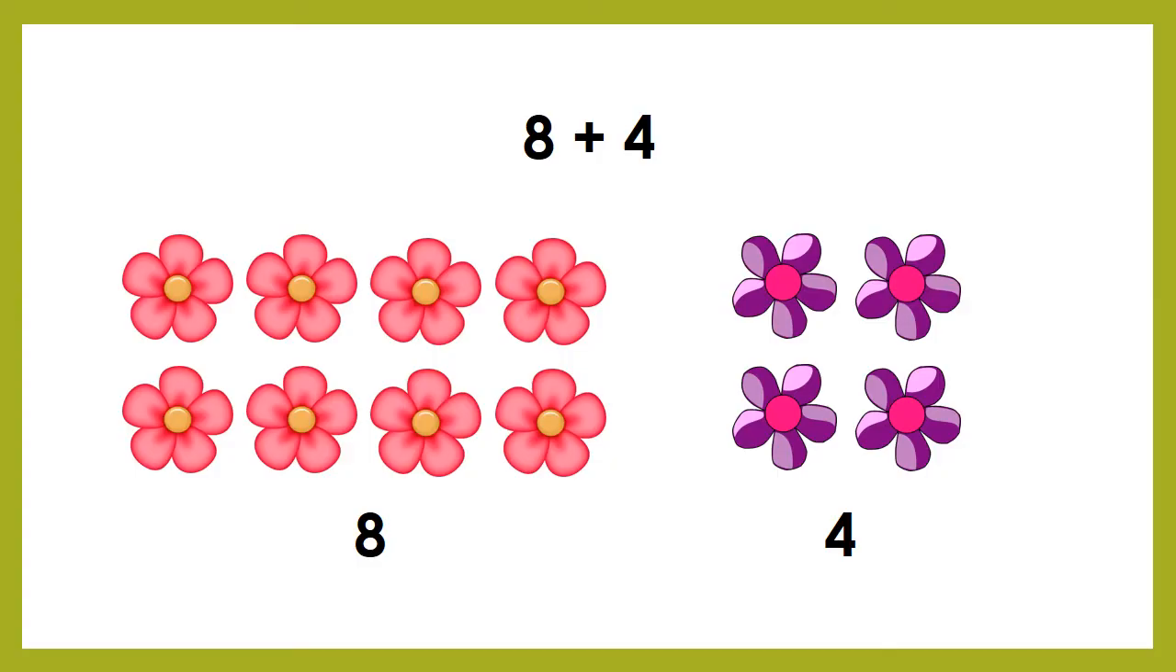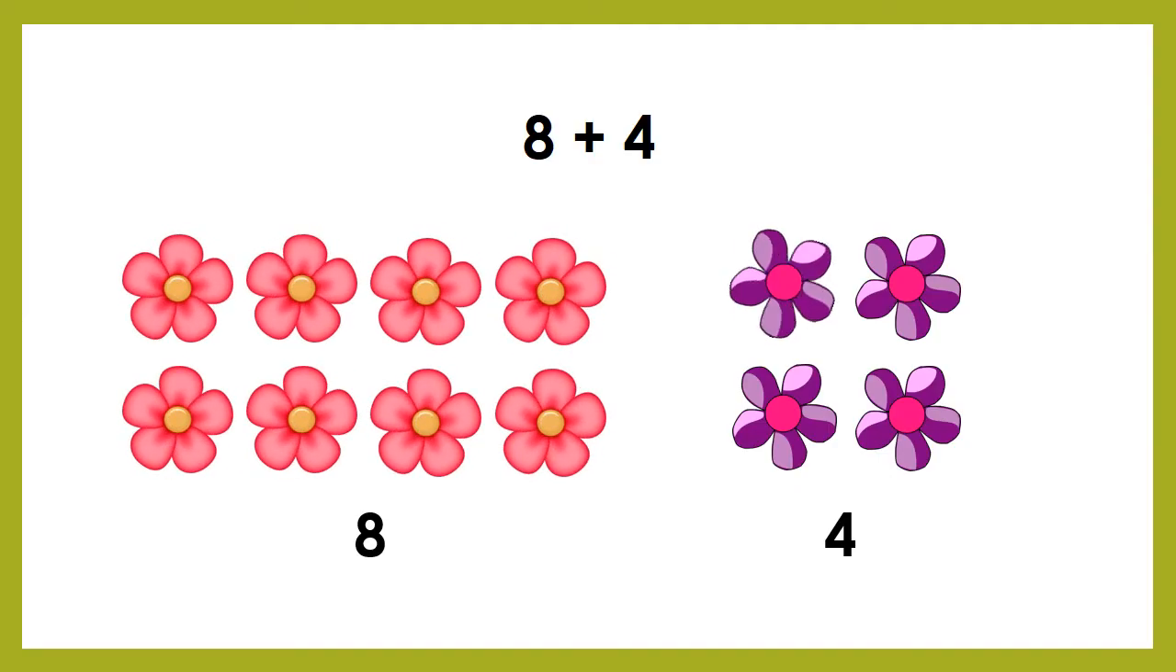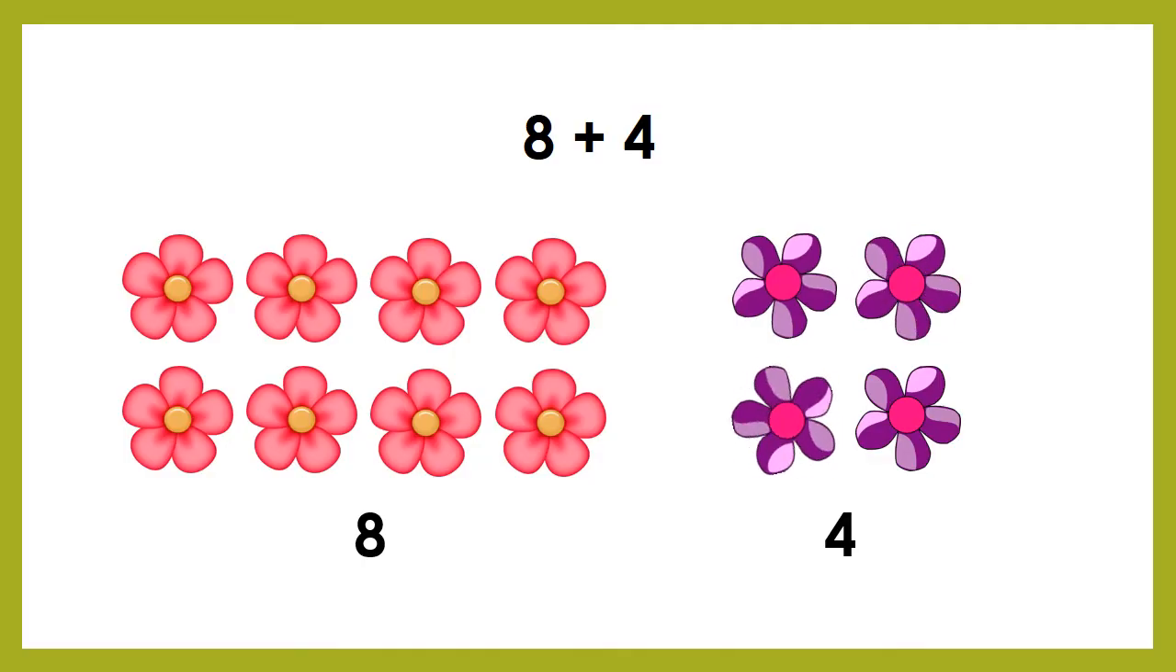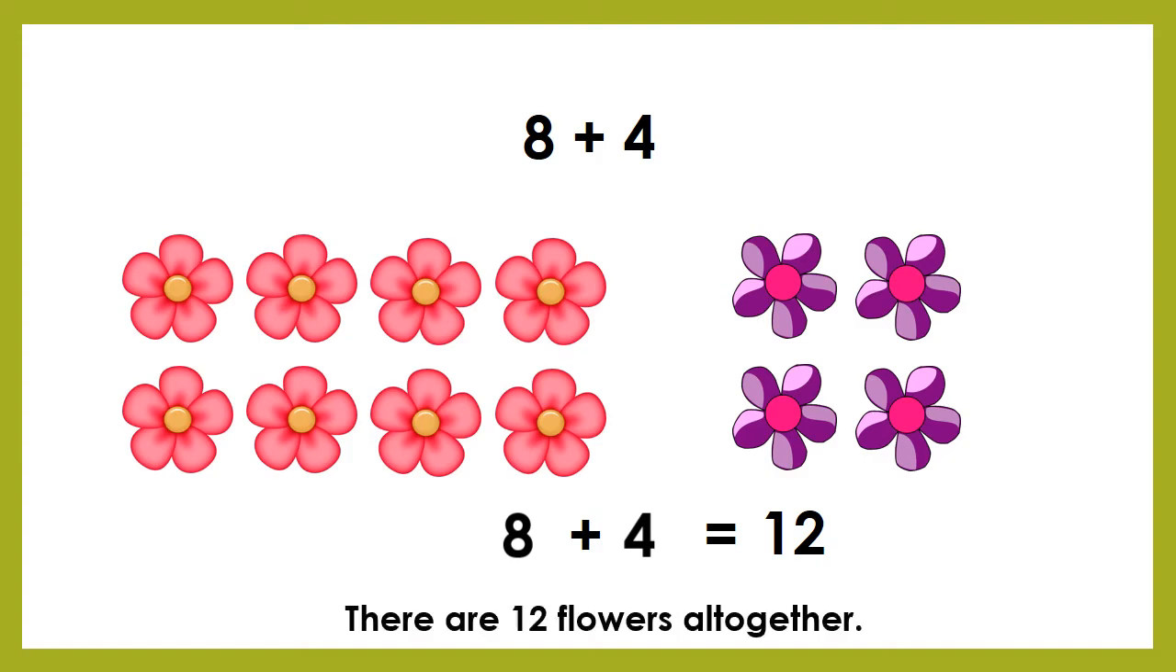We count up from 8. 8, 9, 10, 11, 12. So 8 plus 4 is equal to 12. There are 12 flowers altogether.